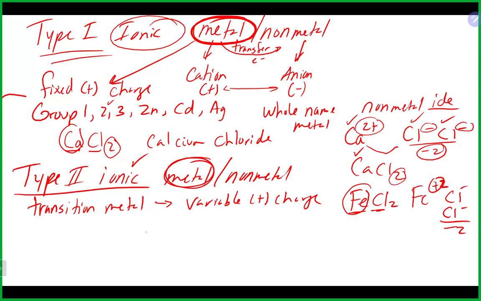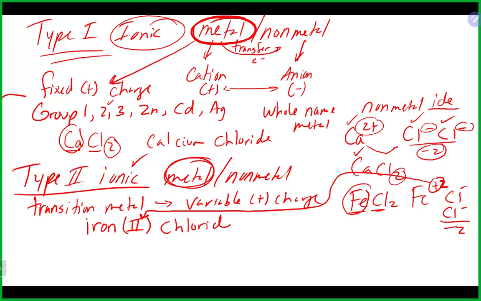The only difference in how we name it is that we add a Roman numeral to indicate the charge. So this would be iron Roman numeral 2. Once again, the Roman numeral is not how many metals you have, but the individual positive charge if you took one of those metal ions out. And same deal here, still no prefix happening.